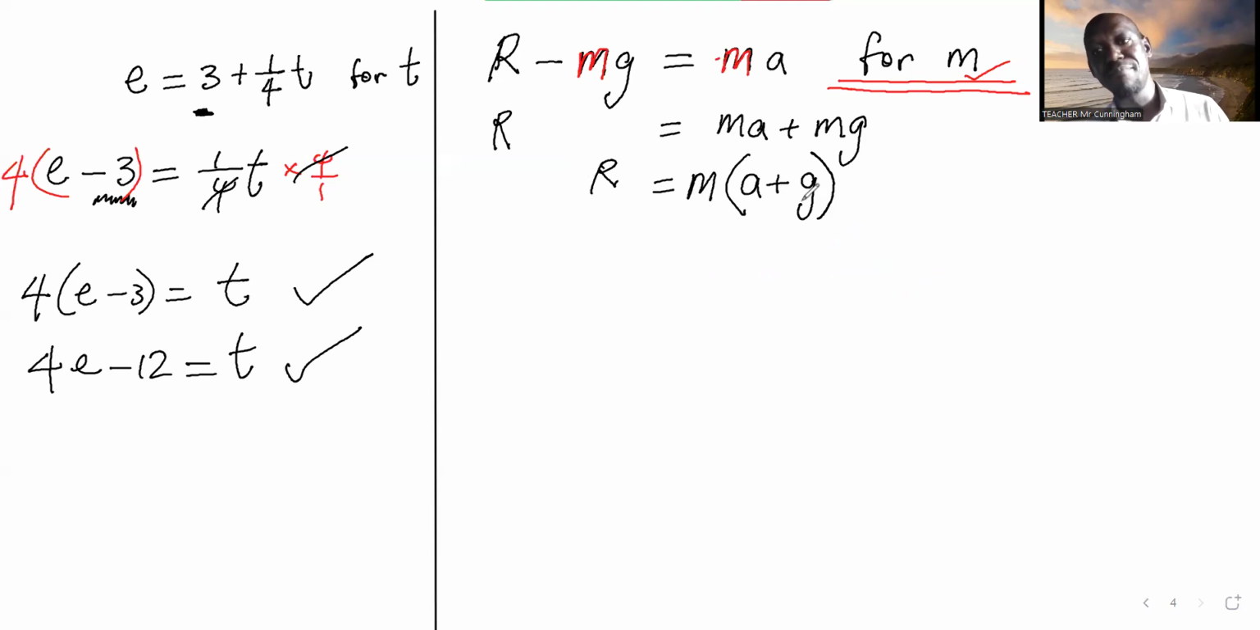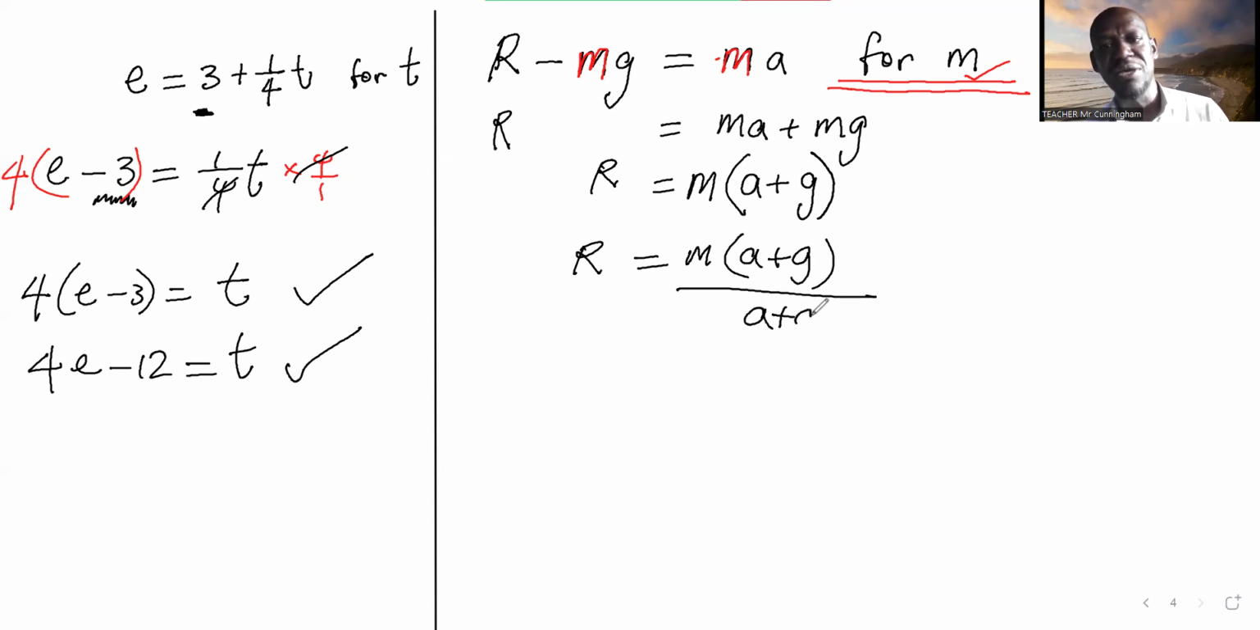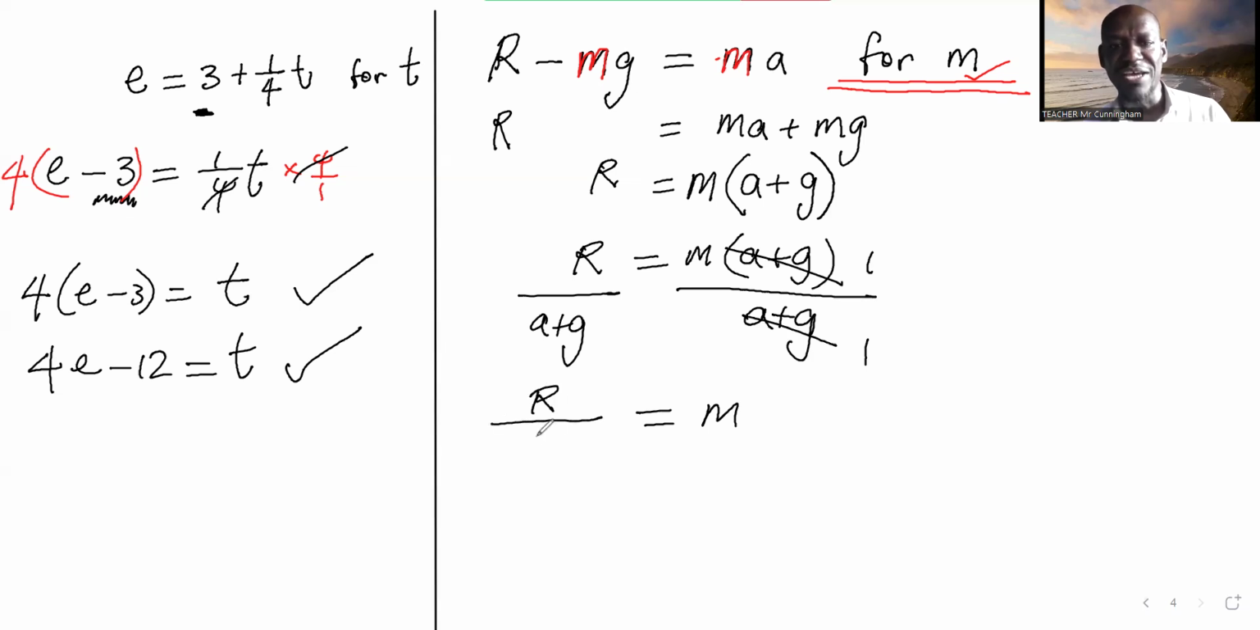So this is M multiplied by A plus G. I'm going to write it again. I want you to remember that. Once you put that bracket, it means multiply. When we were doing things with multiply, what did we do to get rid of them? We divided by. So you have to divide by A plus G. Whatever you do on one side, you do on the next. So this is going to cancel, and this is going to cancel, leaving me with 1 or M. So M is equal to R divided by A plus G.